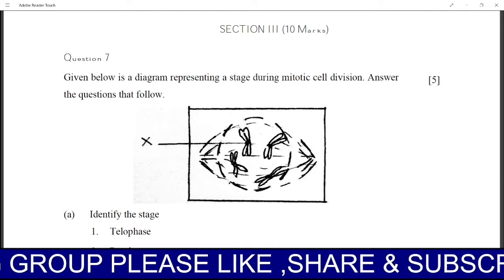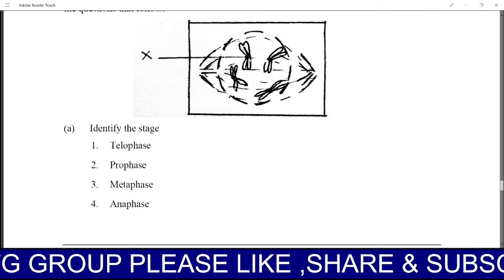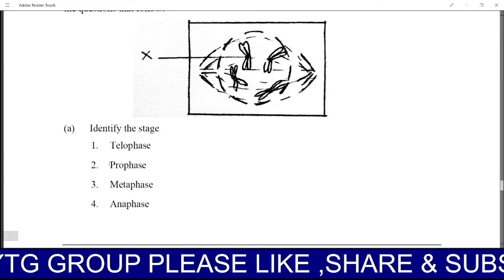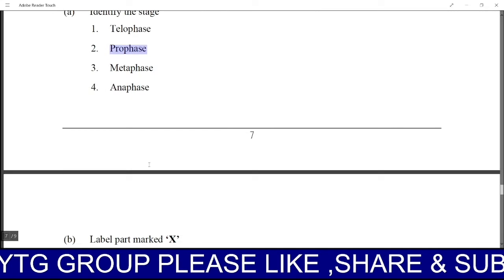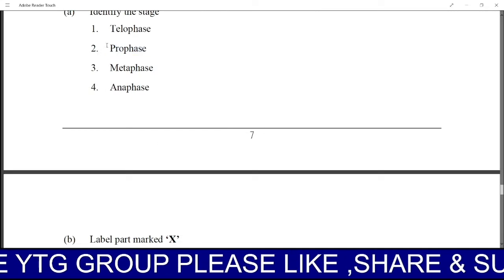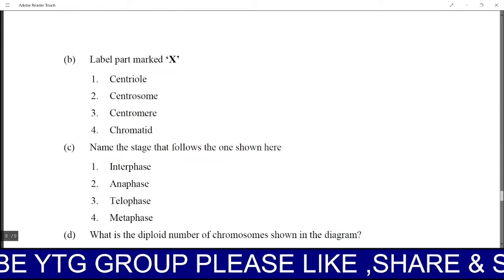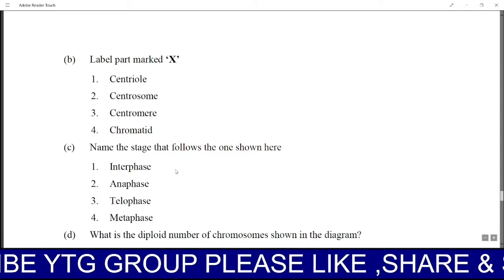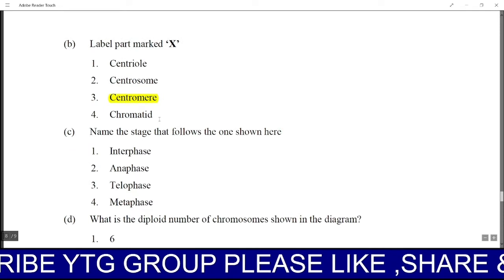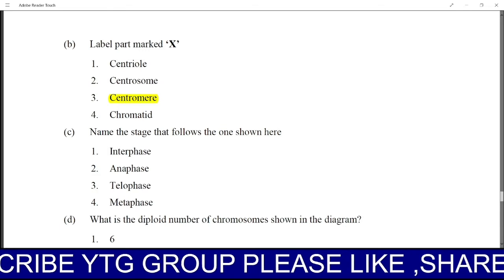So let's do. Identify the stage. Now here these are not aligned in the equator, that is why this phase is known as prophase. Okay, now this stage is known as prophase. Second answer is correct. Got it? Now the second, label the part marked X. So the marked part X is centromere, because this is a point where the sister chromatids join. That is why this is known as centromere.